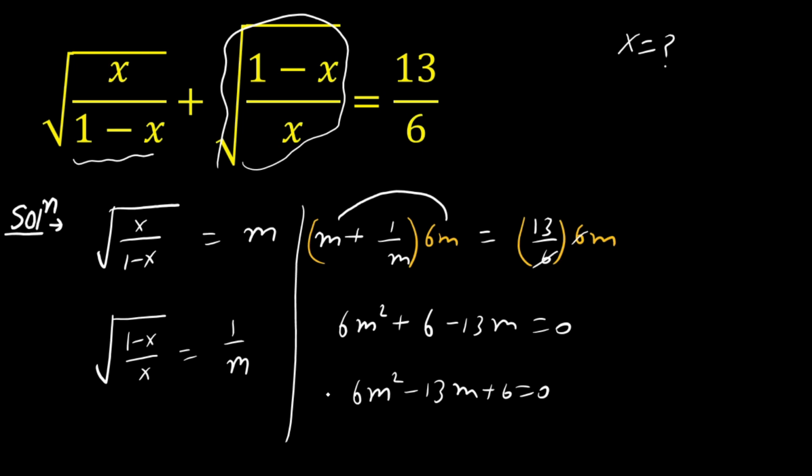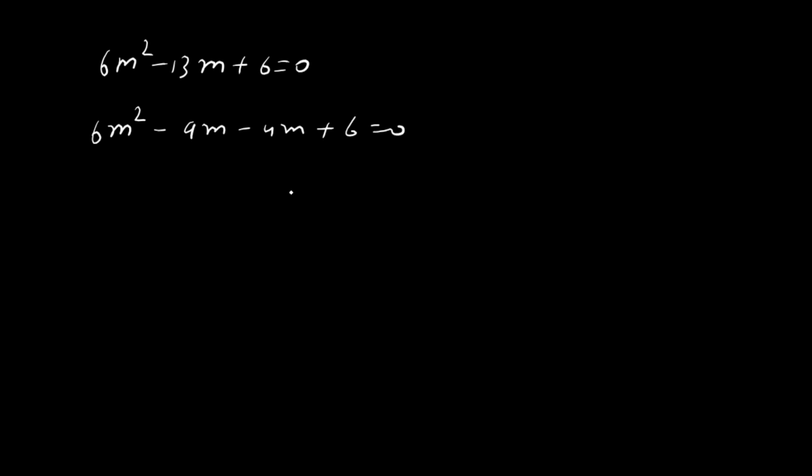This is a quadratic equation in terms of m. So first we will find out the value of m. Here 6 times m square minus 13 times m plus 6 is equal to 0. Here we will apply middle term split. 6 times m square minus 13 times m is the same as minus 9 times m minus 4 times m plus 6, and this is equal to 0.